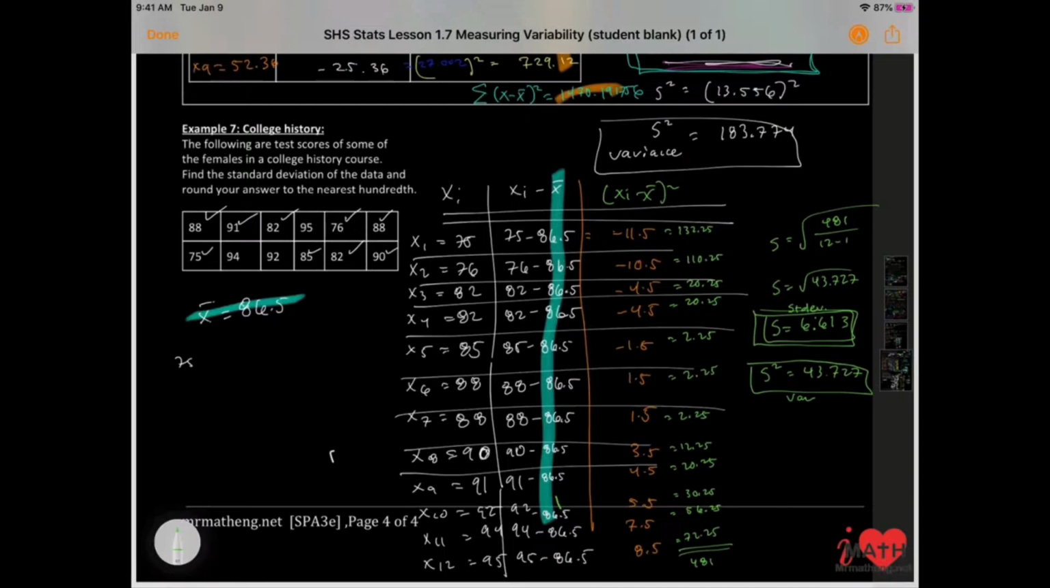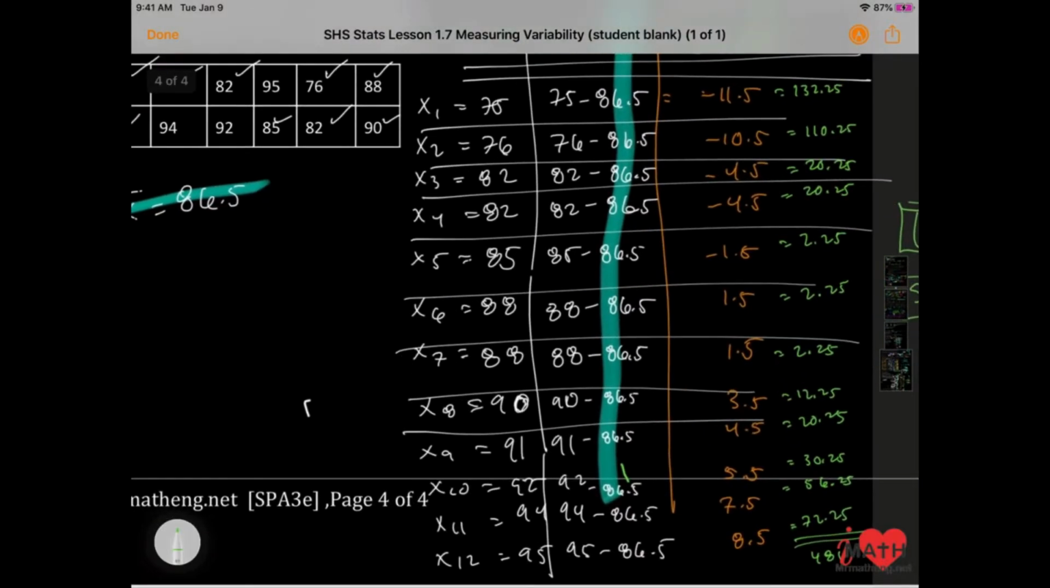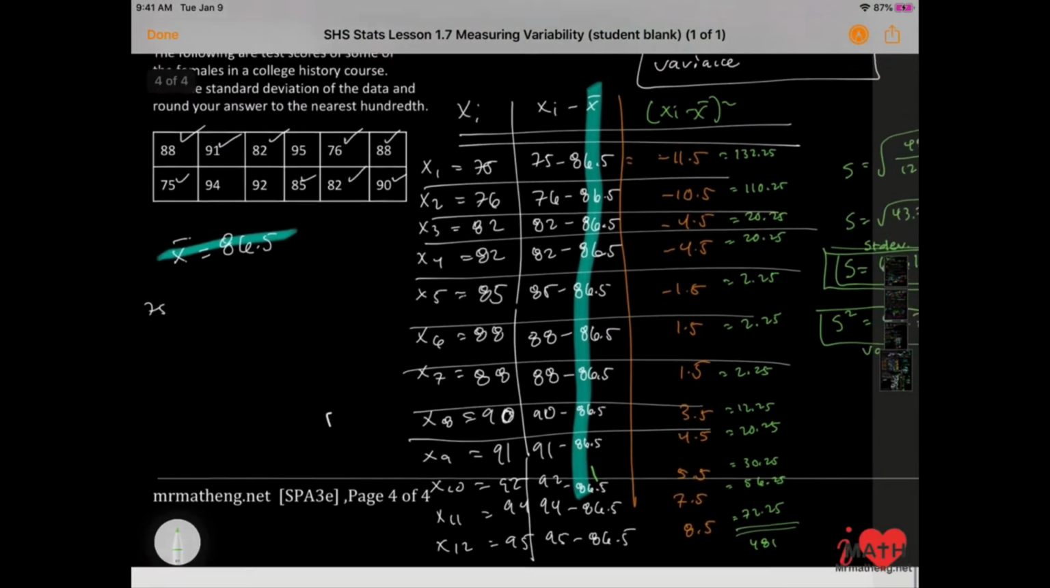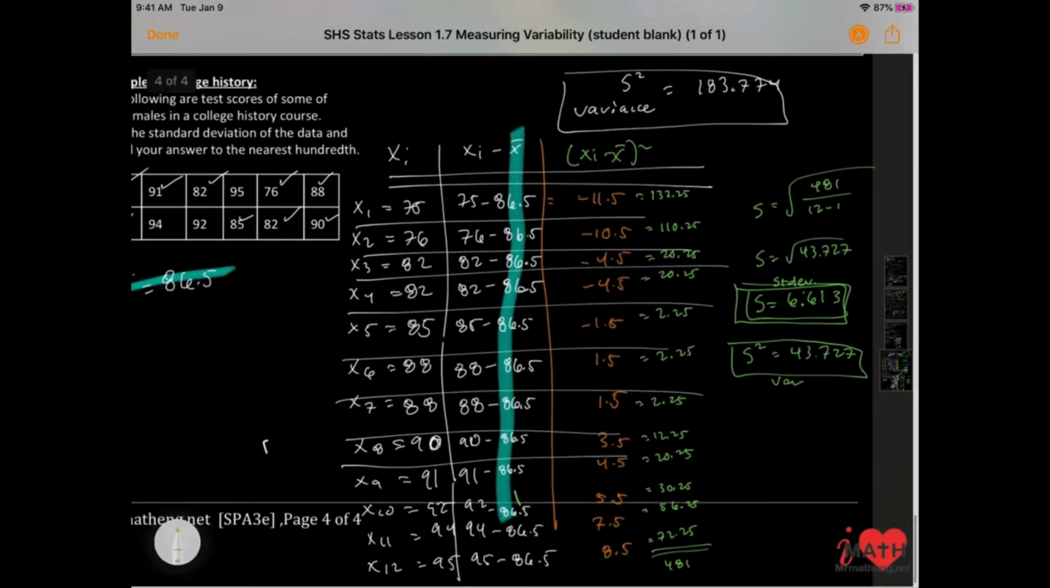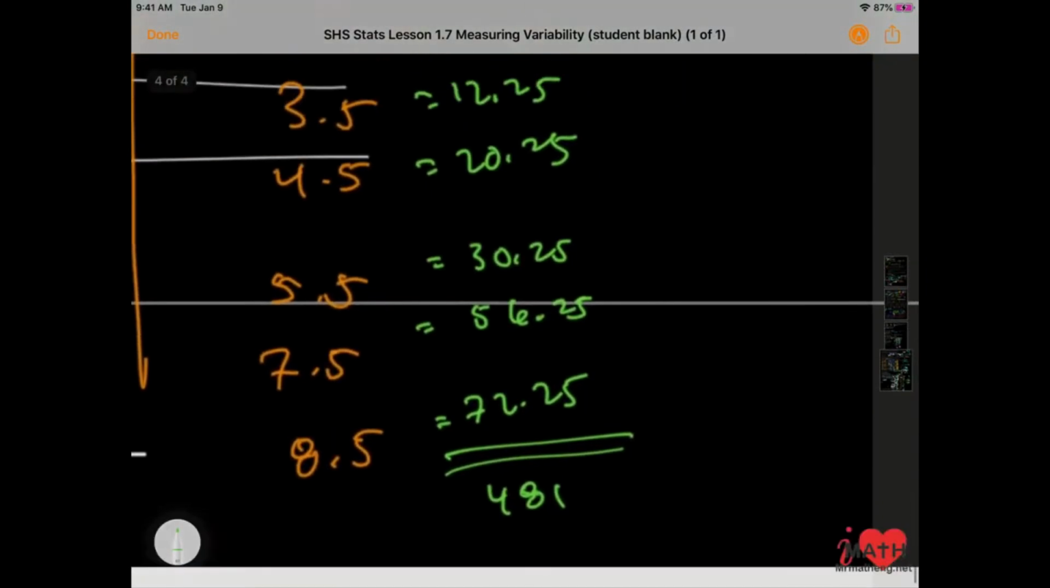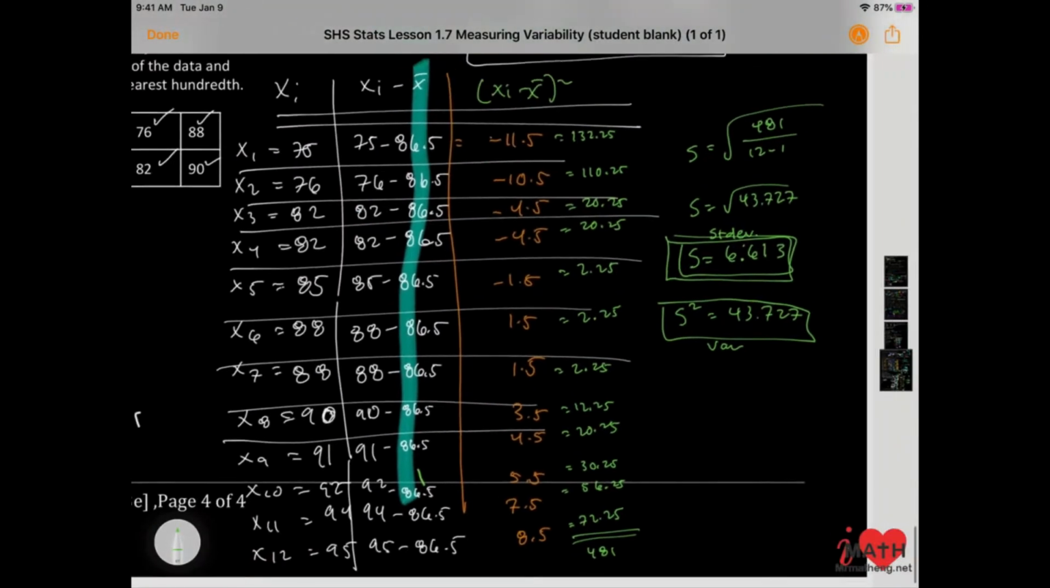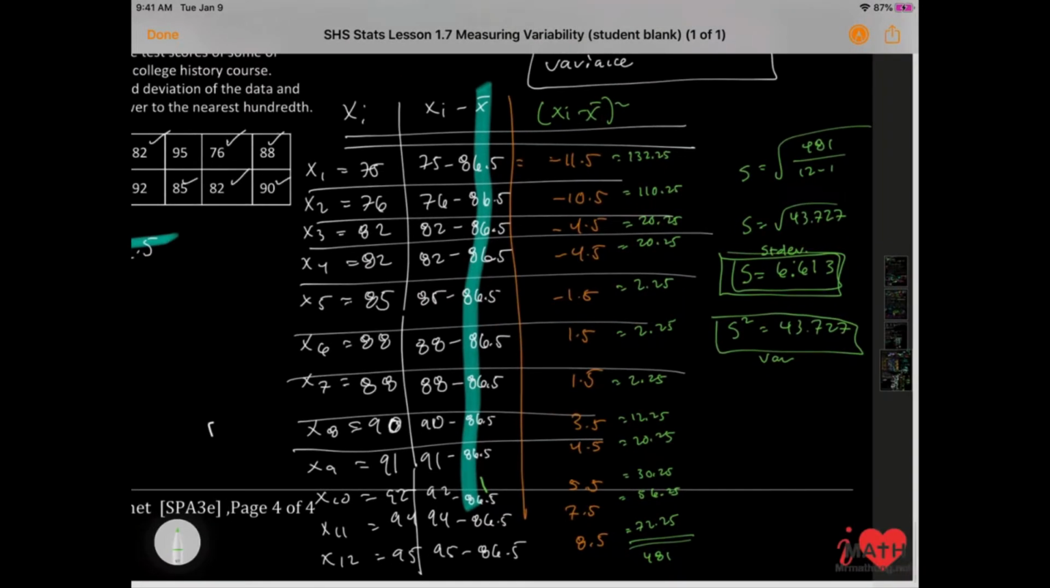All right, so college history, 12 numbers. I took all my numbers and put them from least to greatest in that far left column here. Then I found the average, which is 86.5, and subtracted all those values. I got the orange values. Then I take the orange values and square them to get the green numbers. Add up all the green values, get 481. And then take 481 divided by n minus 1.